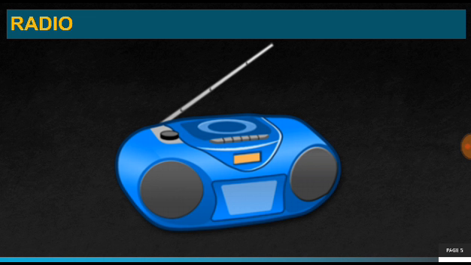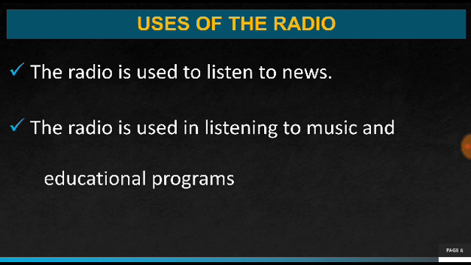So the first one, we have radio. The device here is what we call a radio. I hope most of you have some in your homes. Can you tell me what this device is used for? Okay, let's look at the uses of this device. What the radio is used for. So here we have the uses of the radio.